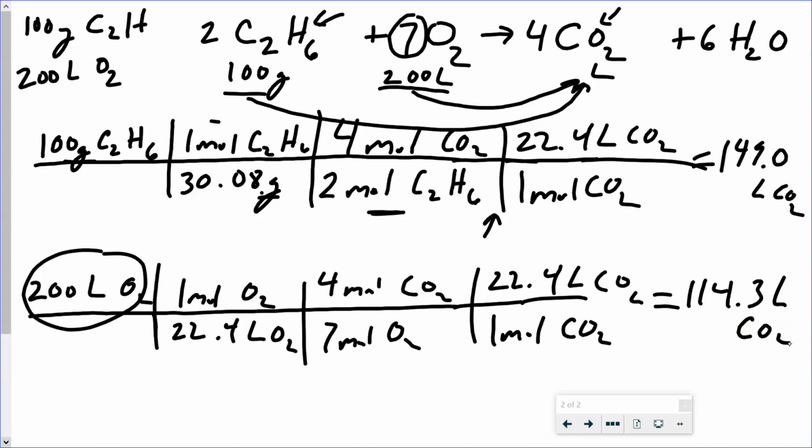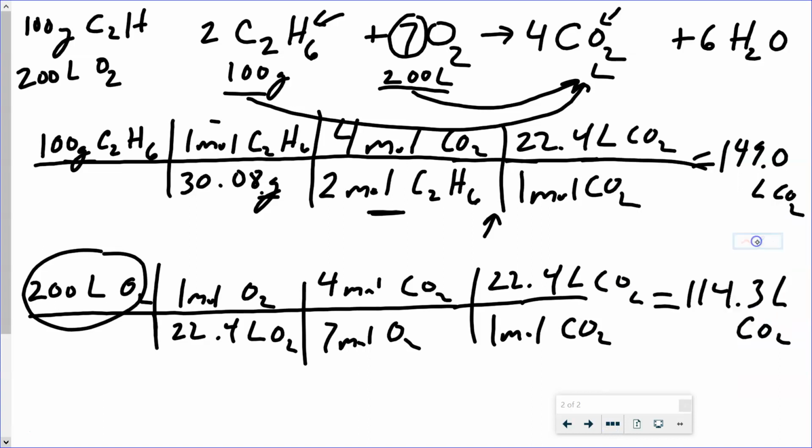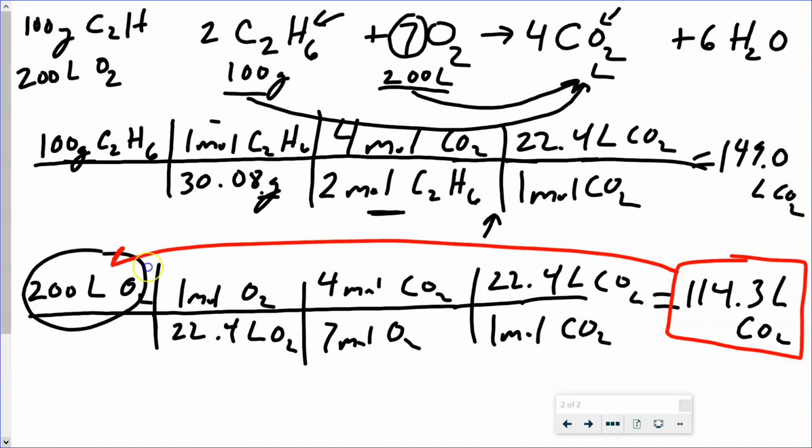And now when we compare these, what we're looking for is which one makes the least amount of carbon dioxide, which one makes the least amount of product. Well, how does that tell us the limiting reactant? Because the one that makes the least amount of product is the one that's going to run out first. So if we look at this, this is the least amount of product, which means this is our limiting reactant.